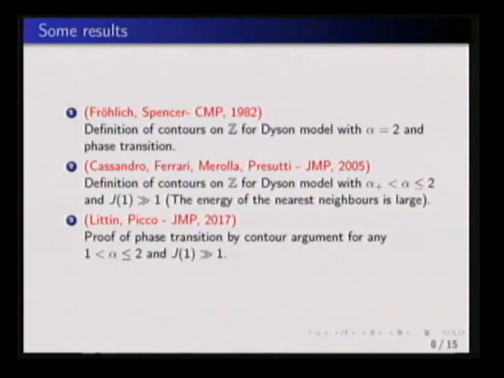So here appears why this alpha plus appears, because of the definition of the contours and the argument about it. After that, Littin and Picco proved the phase transition using contour arguments and extended it for any alpha between 1 and 2. They also still suppose that the energy of the nearest neighbor should be large enough. Let me just say one thing: tomorrow Littin is here, and he will present a poster about these results. They proved this result by proving the quasi-additiveness of the Hamiltonian of the Dyson model.